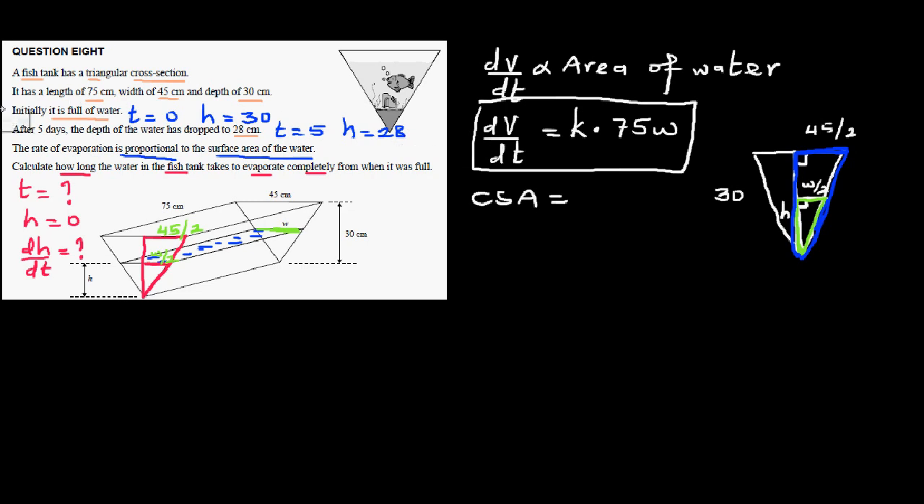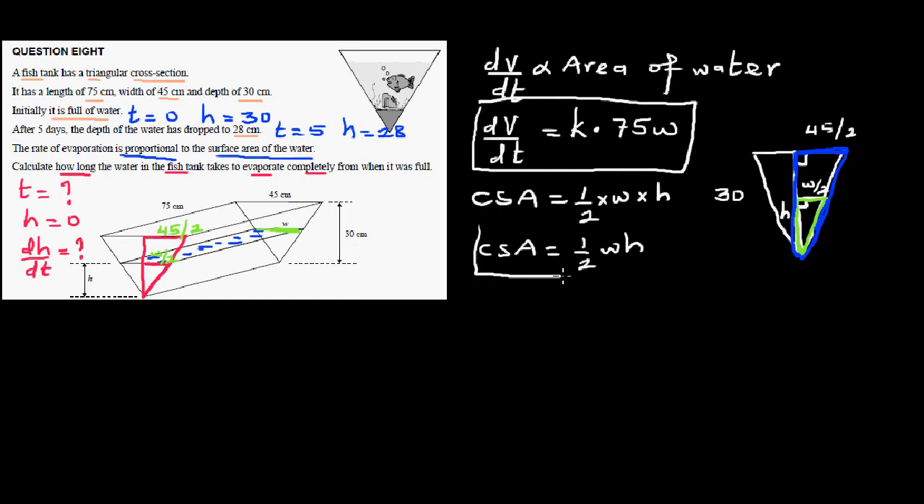So let me first write the cross section. What will be the area of the cross section? How would you find the area? Area is half base times height. So half times base, the base is W, and the height is H. So the area of cross section is half times W times H. Okay, so CSA, the area of cross section, would be half of W times H.